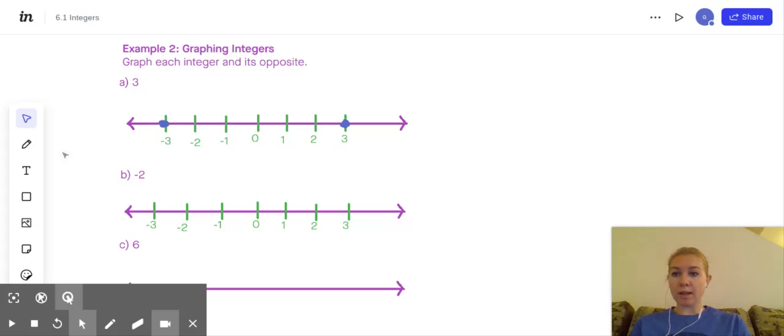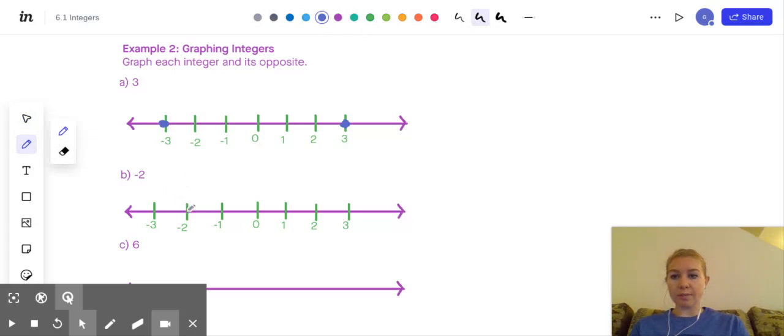Okay, first let's graph our negative 2, because that's the number given to us. So negative 2 is right here. Let's count the spaces from 0. 1, 2 spaces from 0. So our positive integer, negative 2's opposite, needs to be also 2 spaces. So 1, 2. So the opposite of negative 2 is positive 2. Okay, making my circle nice and big so we can see it pretty clear.